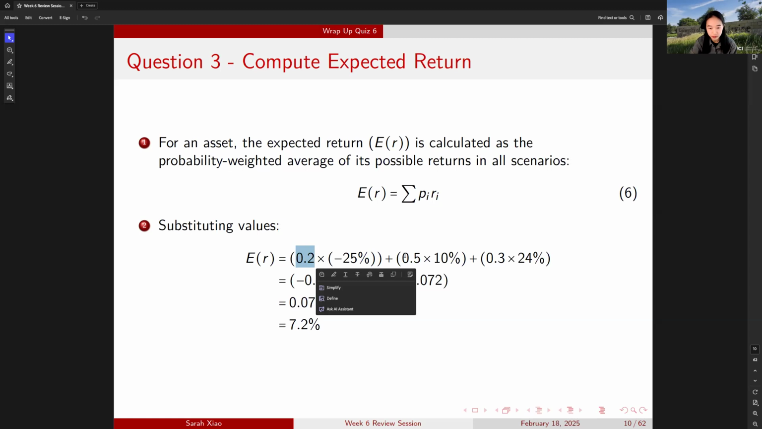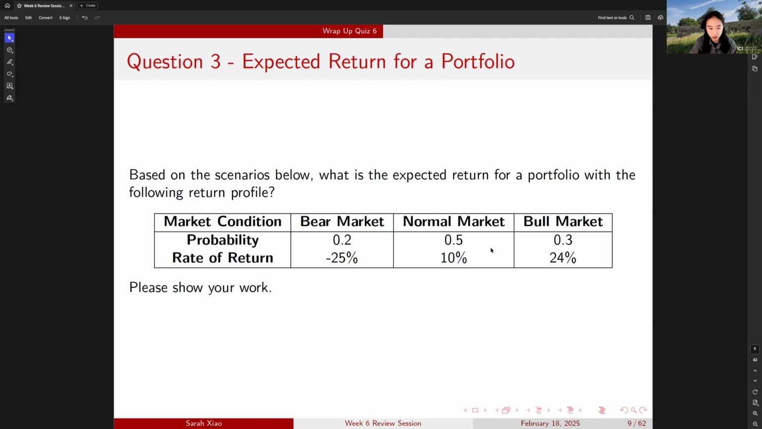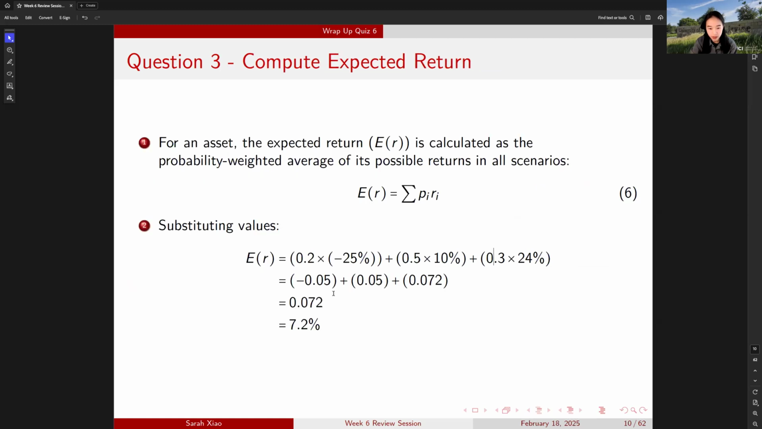So here, we plug in these three numbers, and the rate of return in each state of the market is also given. So we can easily calculate the expected return as 7.2%.